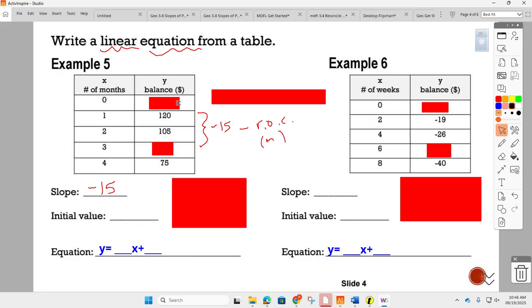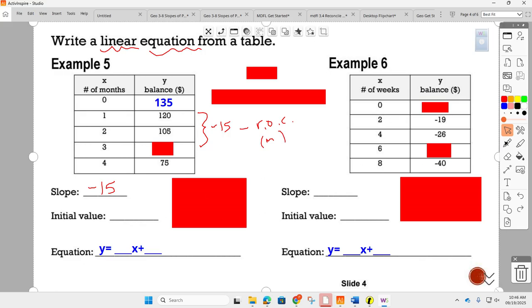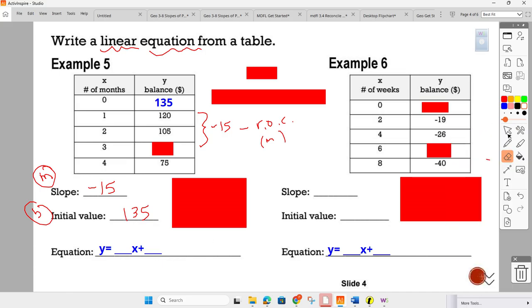So the beginning balance is 135. That is our initial value. That is our V. And if we're writing the equation to model the information given in the table, then remember this is what gets plugged in for the slope. This is what gets plugged in for the V. So that's M and V here. Now that's just not part of the equation, so I'm going to stop writing that, but I'm just reminding you that's what this represents. So that would be the linear equation to represent the information in this table.